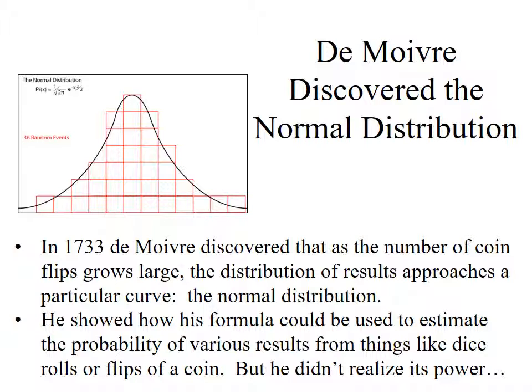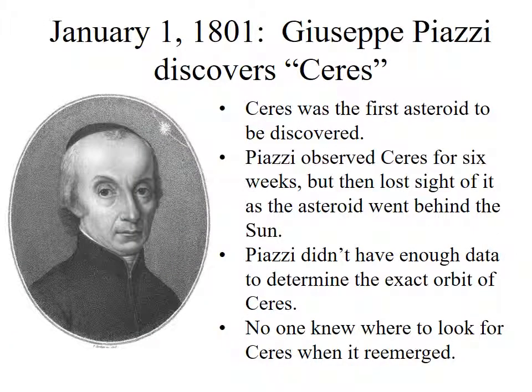He was the first person in history to discover the normal distribution, and in his book he showed how this could be used to estimate things like rolls of dice and flips of coins, but he had absolutely no idea what he'd discovered. He had no idea that he had a tiger by the tail. All right, so history goes on.